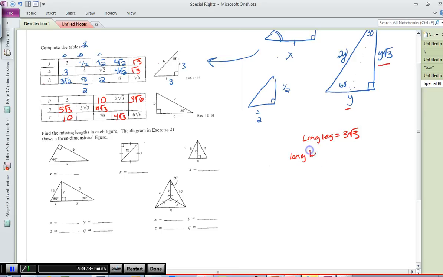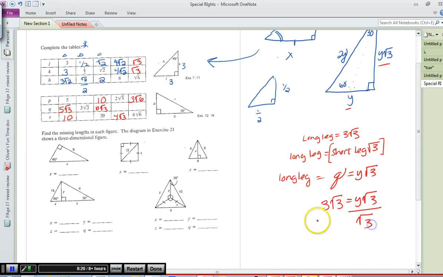I know that long leg equals short leg times square root 3 in a multiplication structure. So my long leg, in this case given by the variable Q, equals short leg times square root 3. So I have a value for my long leg. It's 3 square root 3. Divide both sides by square root 3 to reveal the value of the short leg. The short leg in this case equals 3, which leads me to the hypotenuse, which is 6.